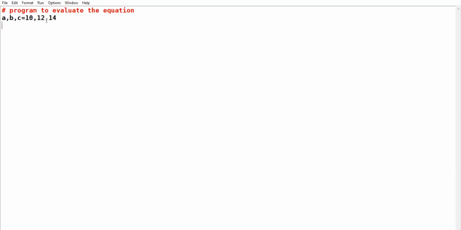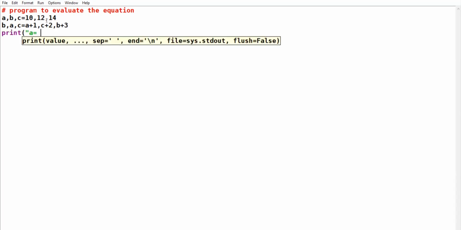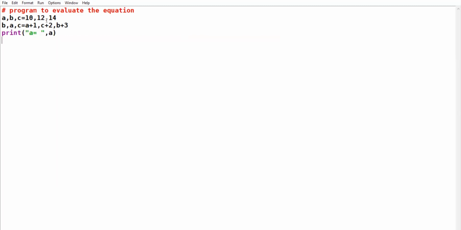Now, what I'm going to do, B, A, C equal to A plus 1, C plus 2, B plus 3. Print A, print B, print C. Okay.